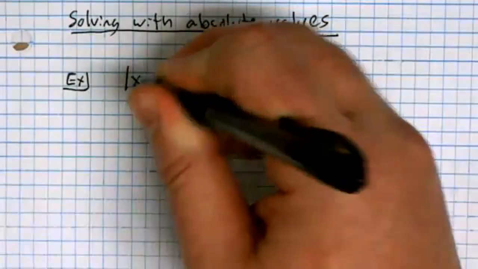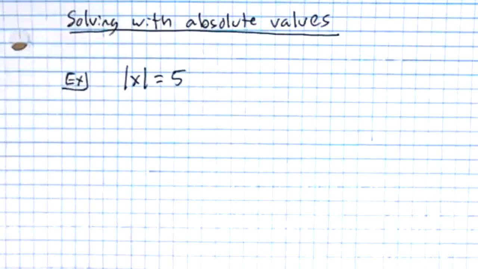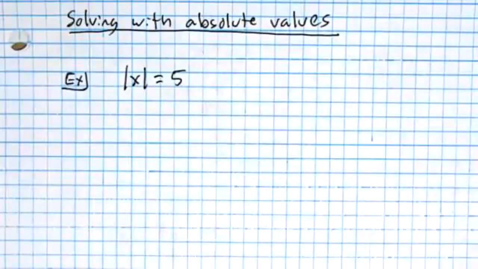The absolute value of x equals 5. So this is an equation. And if we're going to solve this equation, our job is to come up with a value of x that I can plug into that equation and make it true. Okay, and I am here to tell you that there are actually 2 values that I could put in place of x in that equation and make it true. So there are 2 solutions.